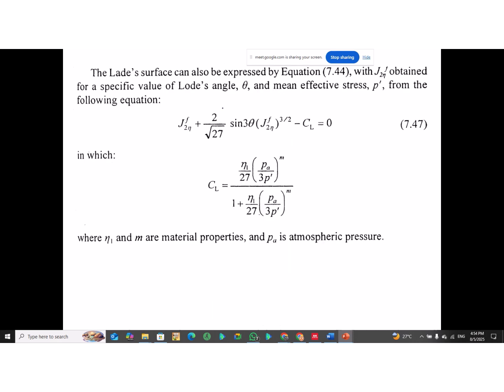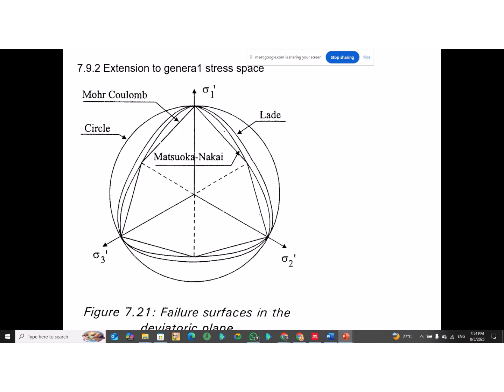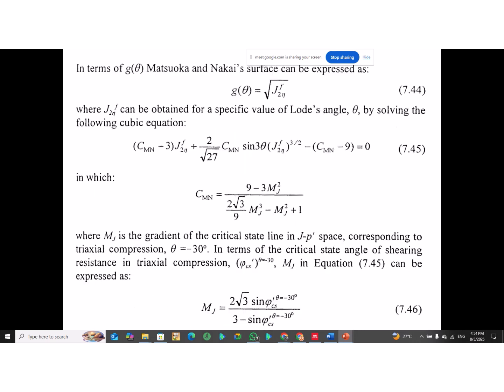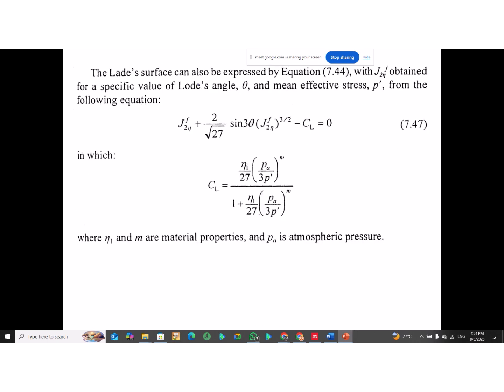So the Lode surface can be expressed by, so just showing you, this is just an explanation of how these have been plotted. So we've talked about how the Mohr-Coulomb hexagon has been found, how the Matsuoka-Nakai surface has been found, and you can see for yourself then how the Lode solution works.